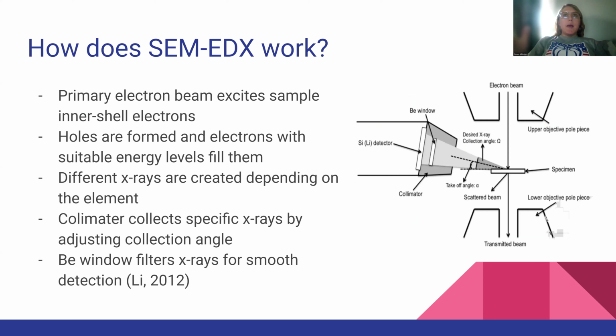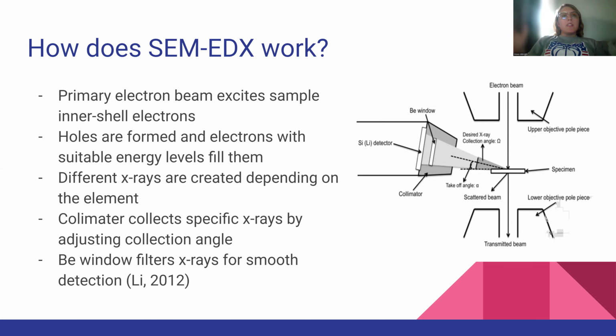So how does SEM EDX work? According to this diagram here on the side in the presentation, basically it starts with a primary electron beam that shines down and excites the sample's inner shell electrons. By doing so, holes are formed and electrons with suitable energy levels are going to fall back and fill them. By doing so, different X-rays are going to be created depending on the specific element. So, for instance, silicon's going to have a different X-ray to be read rather than lithium.